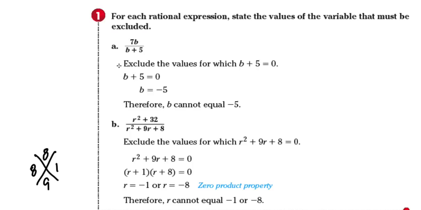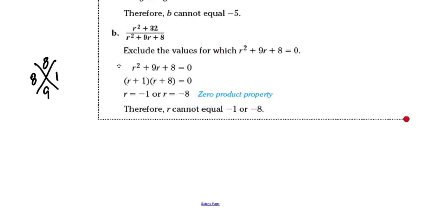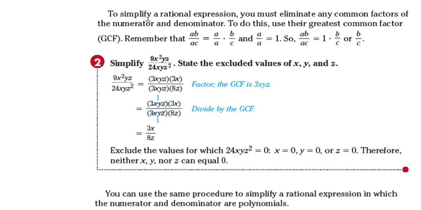example number 2. Okay? In example number 2, to simplify a rational expression, you must eliminate any common factors of the numerator and denominator, just like any fraction that we used before. So to do this, use their greatest common factor, or their GCF. Remember that when you have AB all over AC, that's equal to A over A times B over C. So therefore A over A is equal to 1. So AB over AC is equal to 1 times B over C, or B over C only. Okay? So it's very similar to what we talked about when we're simplifying simple fractions.